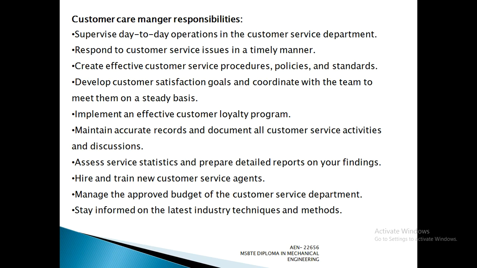Also, he has to maintain accurate records and documents of all customer service activities and discussions. That is, if any customer visits for preventive maintenance or any inquiry, all these documents, records, and logbooks are to be maintained by the customer care manager. Also, he should assess service statistics and prepare detailed reports on his findings. Also, he should hire and train new customer service agents, who should be able to develop good relations with the customers.